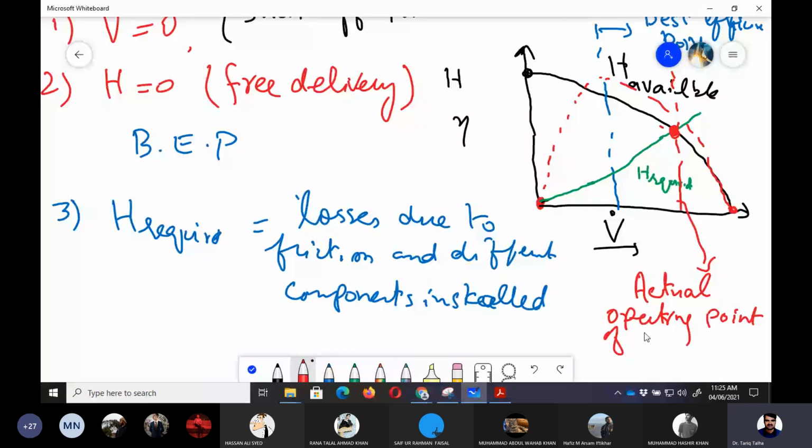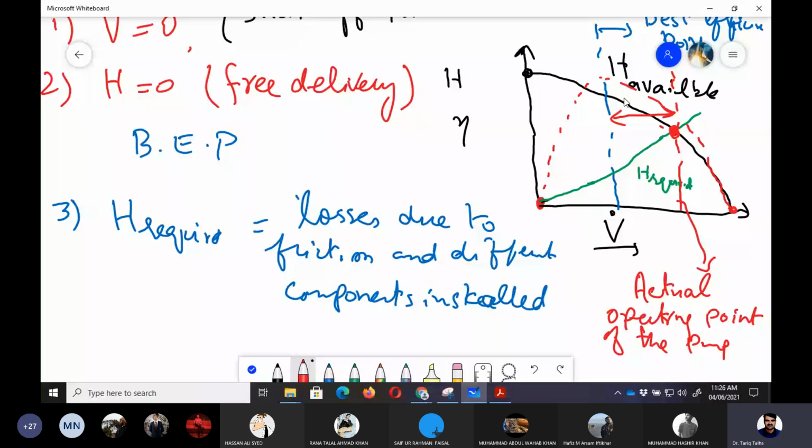So whenever we select a pump, it is our desire that this gap between the maximum efficiency point and the operating point of the pump is very close. The operating point should always be on the right hand side, so that the minimum volume flow rate which is required, we are getting it. But we also want maximum efficiency. So we need to select a pump so that we can get the actual operating point near to the best efficiency point. In that case, the pump would give us the best performance, right?